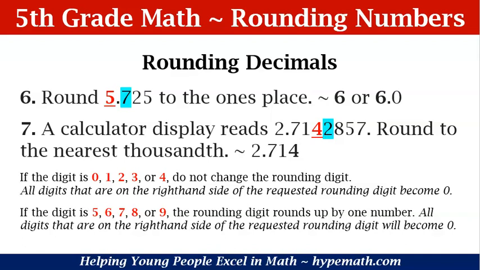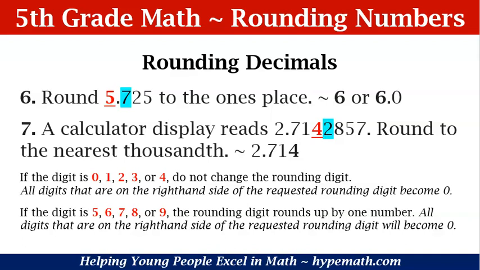Last one. A calculator display reads 2.7142857. Round to the nearest thousandth. We know that the 4 is in the thousandths place. It's in red and underlined.